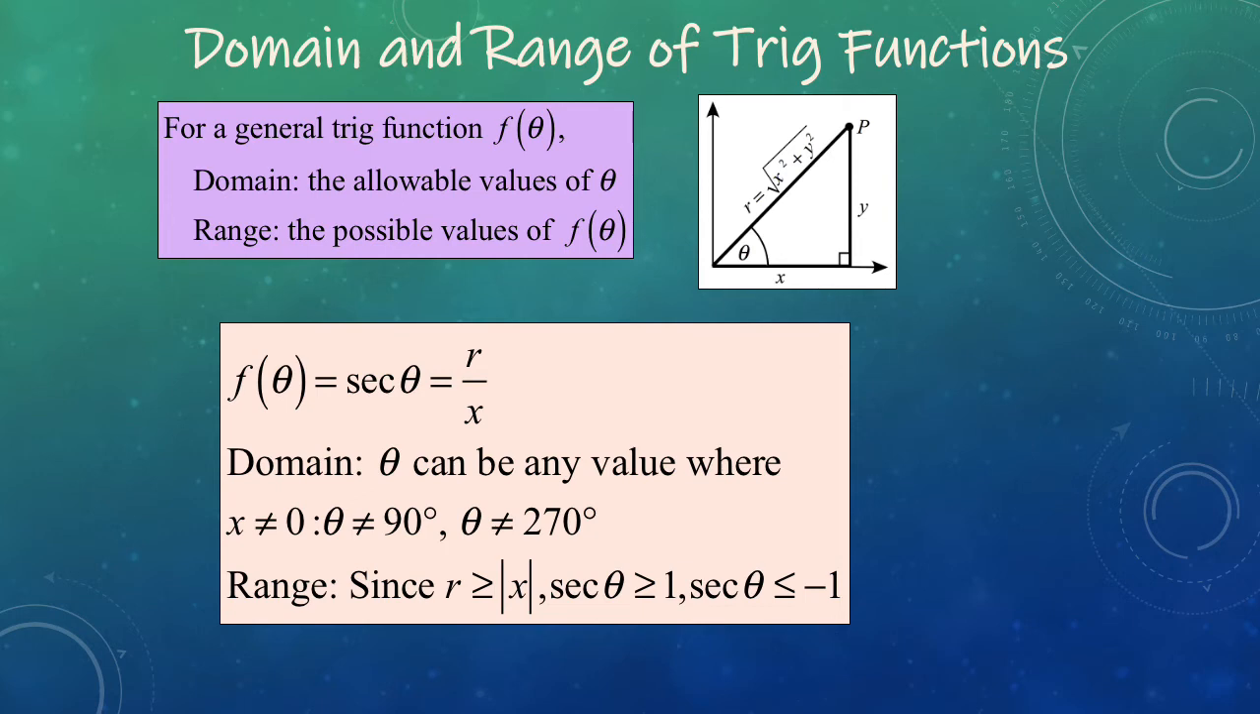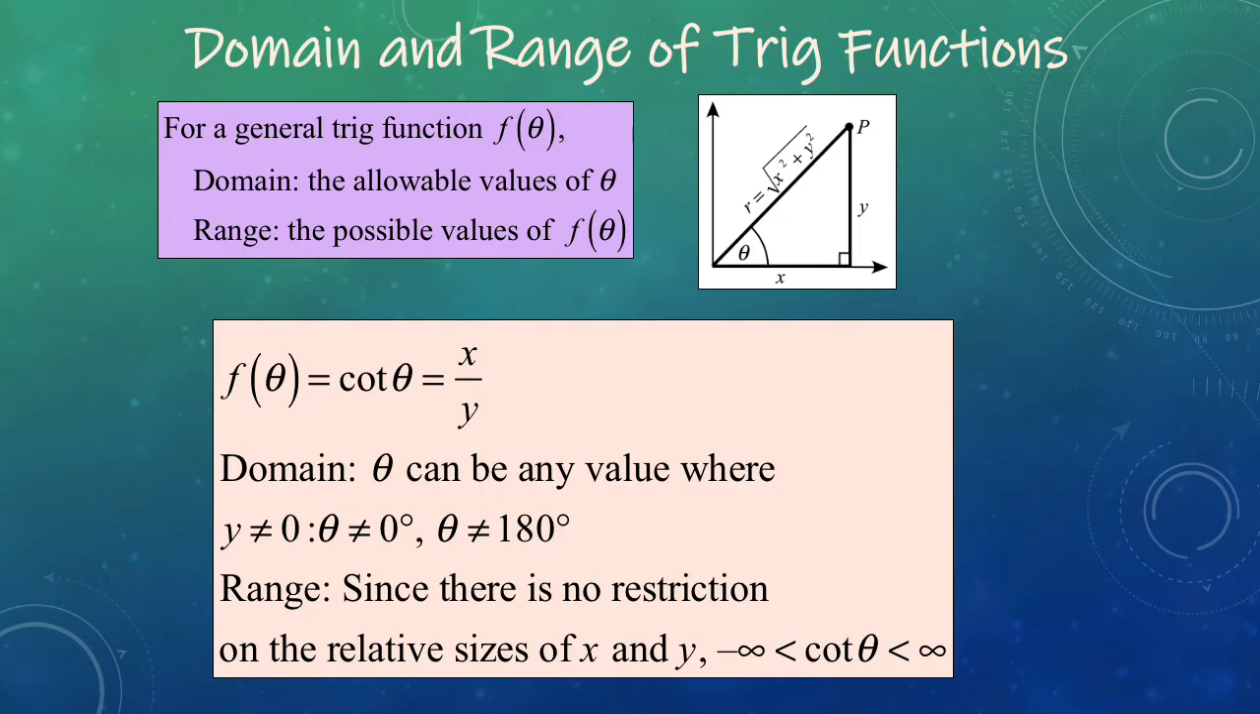The larger number is on top, and therefore secant theta must be greater than or equal to 1 or less than or equal to -1. Cotangent theta works exactly like tangent theta. Cotangent is x over y, and therefore theta can be any value where y does not equal 0, meaning that theta cannot equal 0 and theta cannot equal 180 degrees. However, there is no restriction on the relative sizes of x and y, so therefore cotangent theta can take on any value between -infinity and infinity.